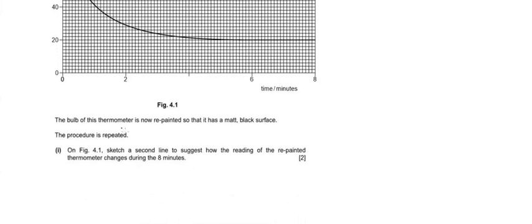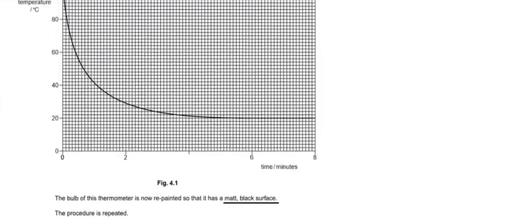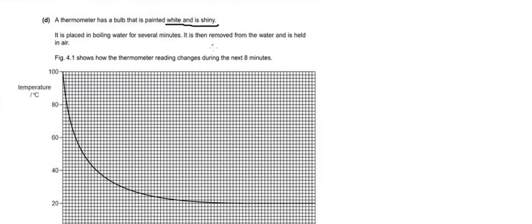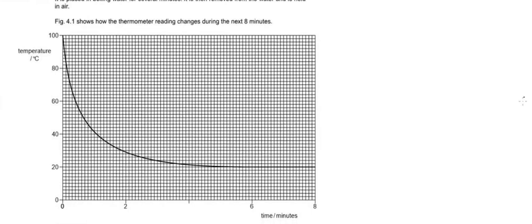The bulb of this thermometer is now repainted so that it has a matte black surface. Okay, now it is a matte black surface, and the procedure is repeated. And the question is: sketch a second line to suggest how the reading of the repainted thermometer changes during the 8 minutes. So what we have first of all is the thermometer, which is painted white and shiny, and the graph you can see, it is put into the boiling water.